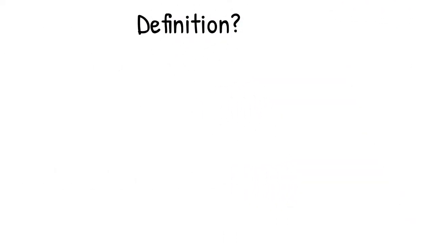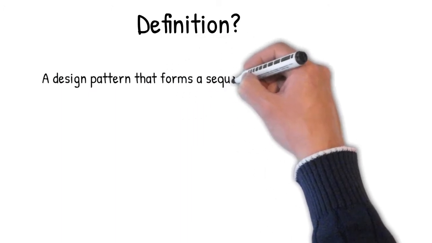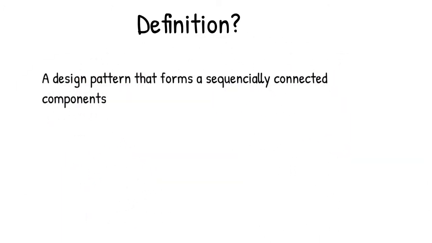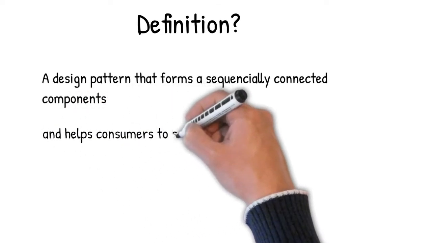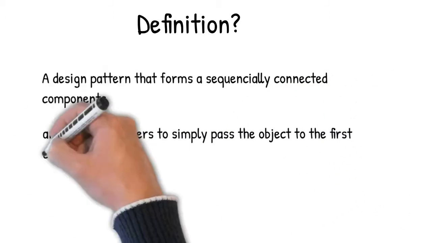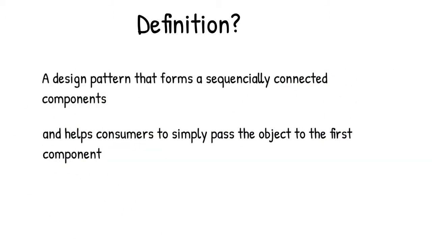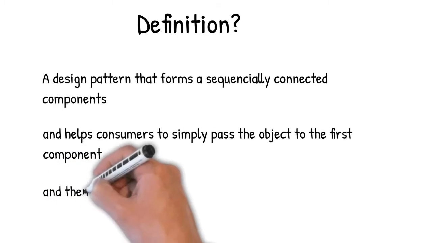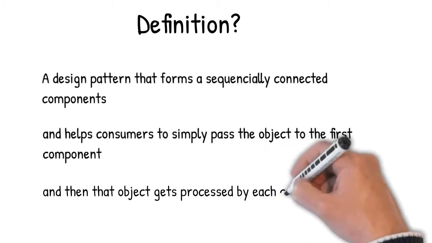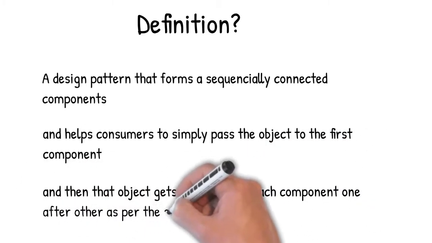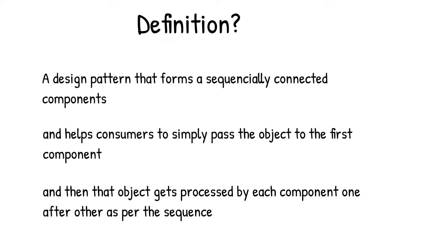Well, to be honest, I found pretty complex definitions online, but then I came up with my own definition for the chain of responsibility pattern, which describes it as a pattern that forms sequentially connected components which look like a chain, and then the consumers can pass the object just to the first component of this chain, and then the object gets processed by each component one after another as per the sequence.